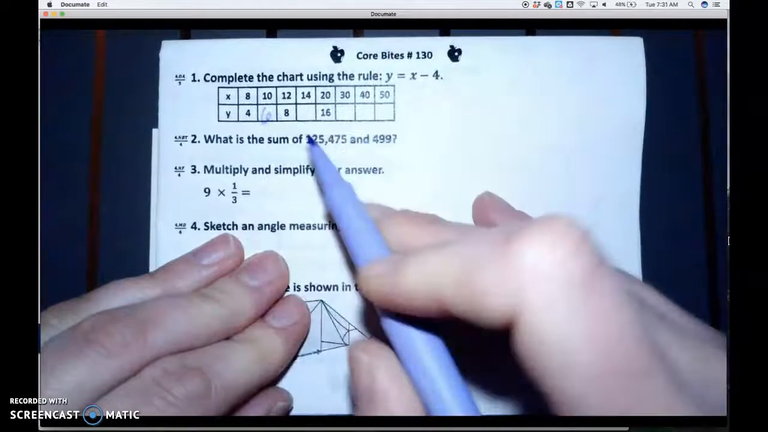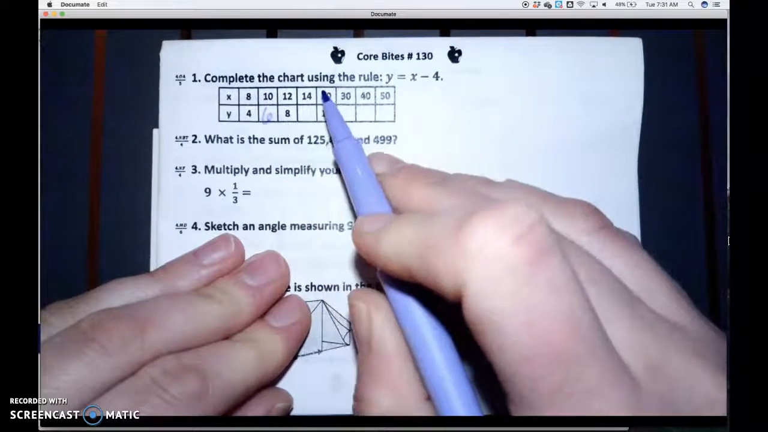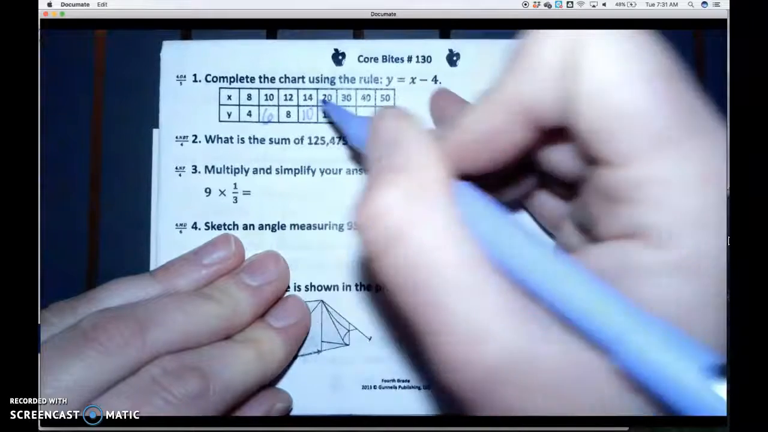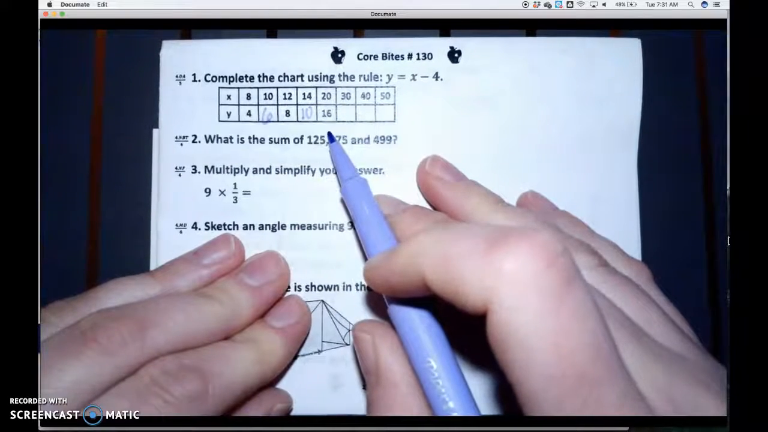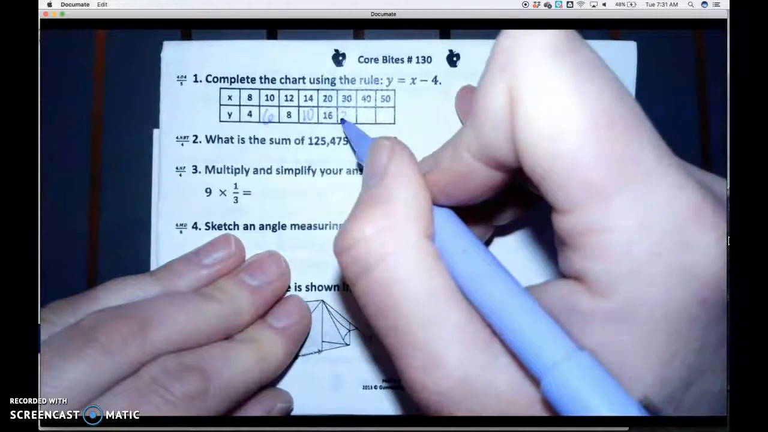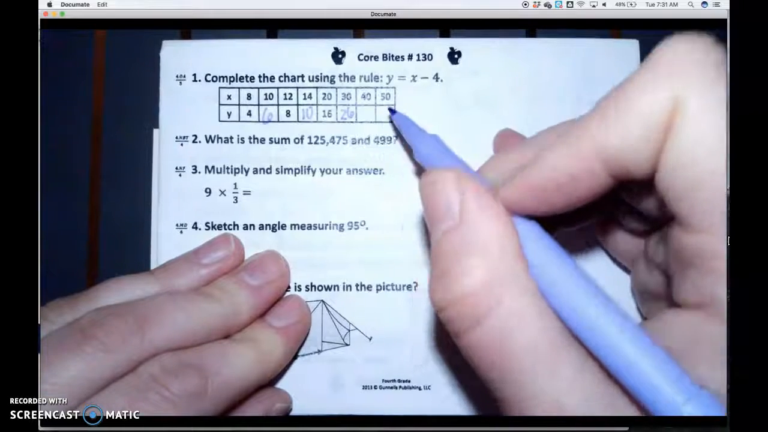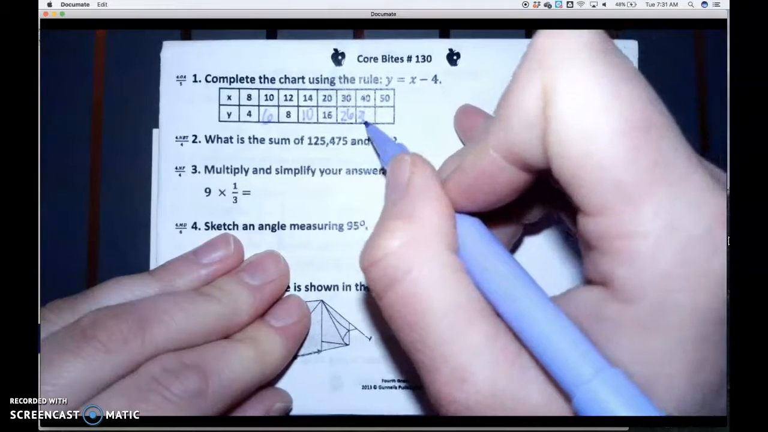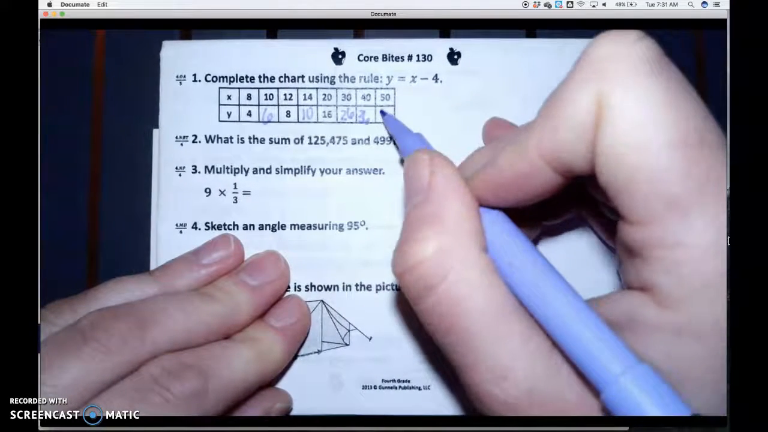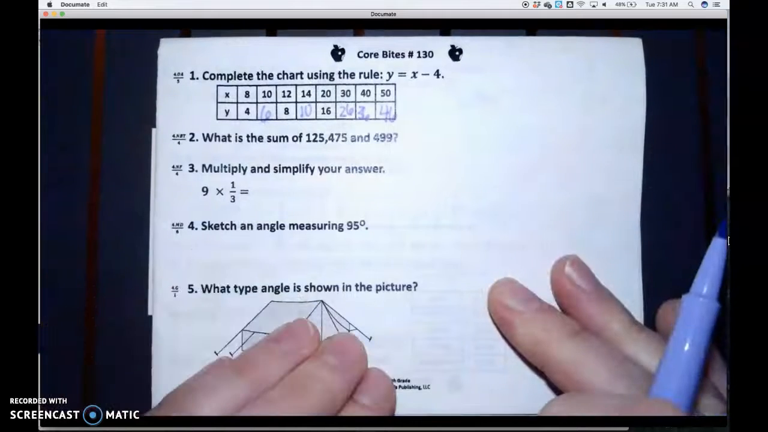14 minus 4 is 10. 20 minus 4 is 16. 30 minus 4 would give you 26. 40 minus 4 would give you 36. 50 minus 4 would give you 46. So you're just using those numbers to plug it in to find the missing number.